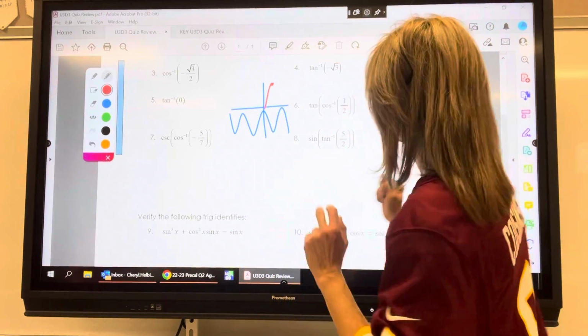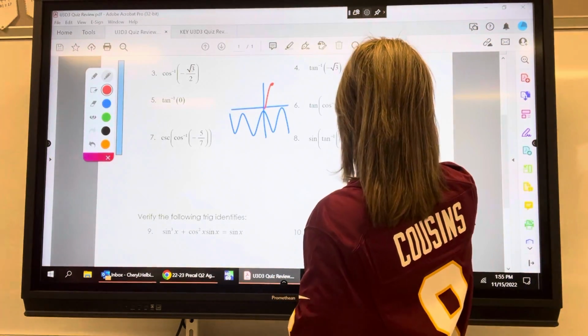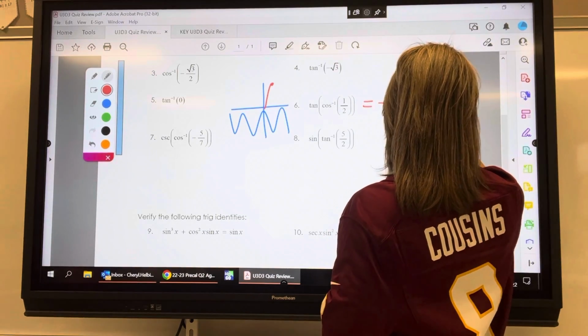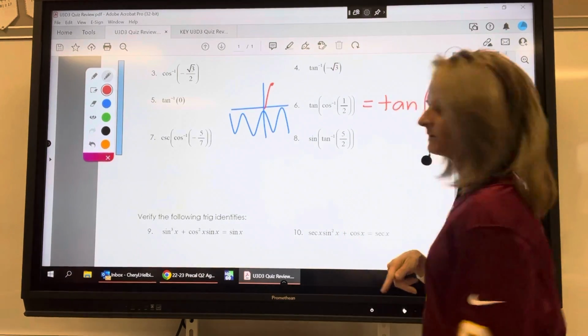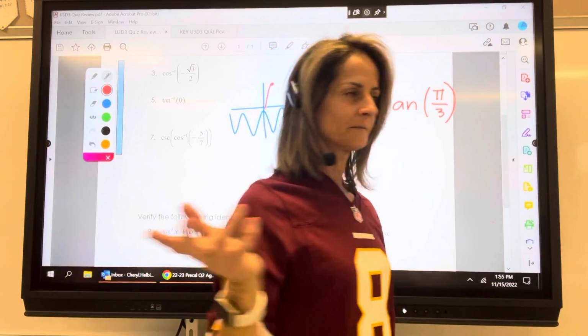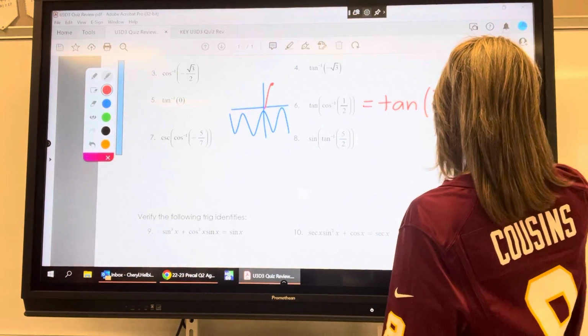Pi over 3. So now I'm just going to rewrite this as the tangent of pi over 3. What's the tangent of pi over 3? We have it memorized. Square root 3. Done.